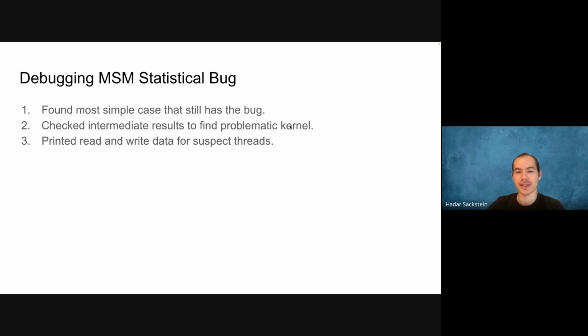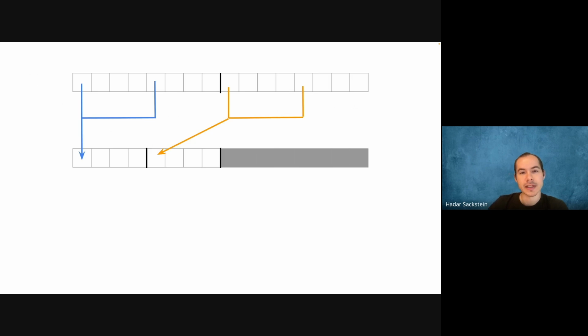Once I discovered the correct kernel, I printed the read and write addresses to see if there are any threads that run over each other. And indeed, I discovered that this was the read and write pattern. We can see the blue thread. It reads from these two addresses and then writes to the first address. And the orange one reads from these two, adds them together, and writes to this address. So can anyone spot the problem here?